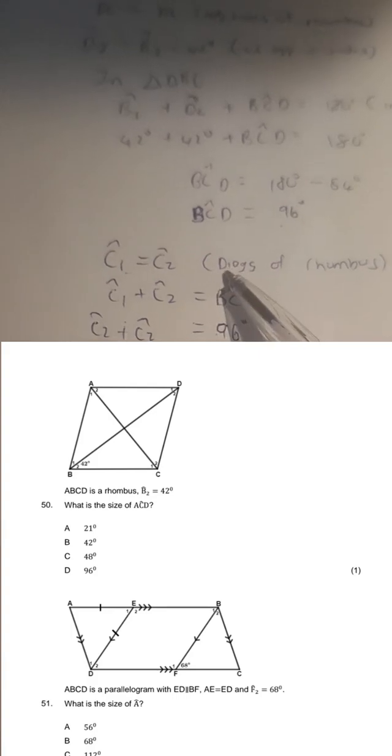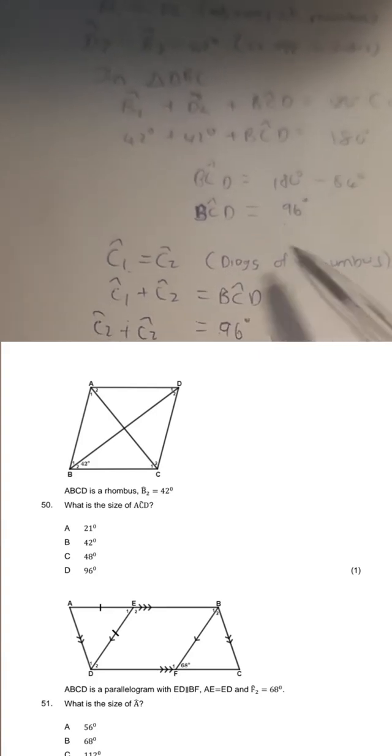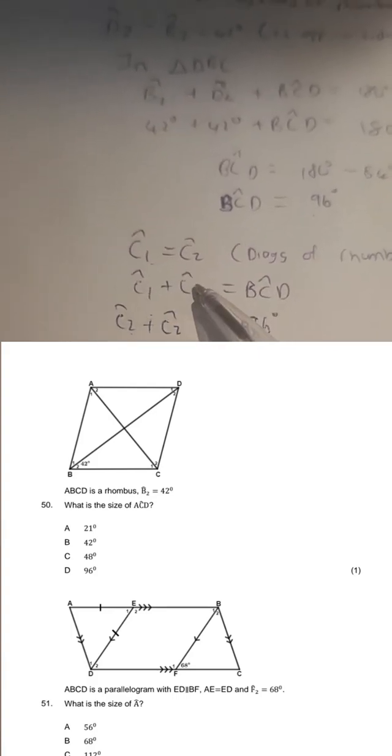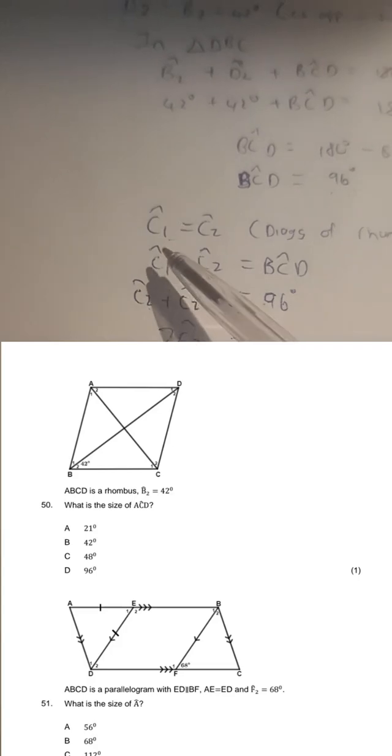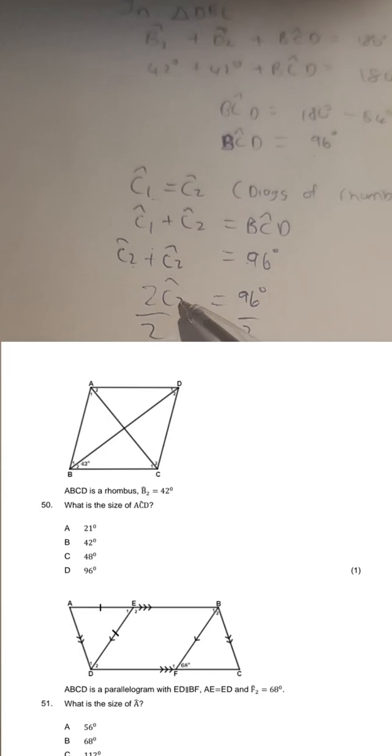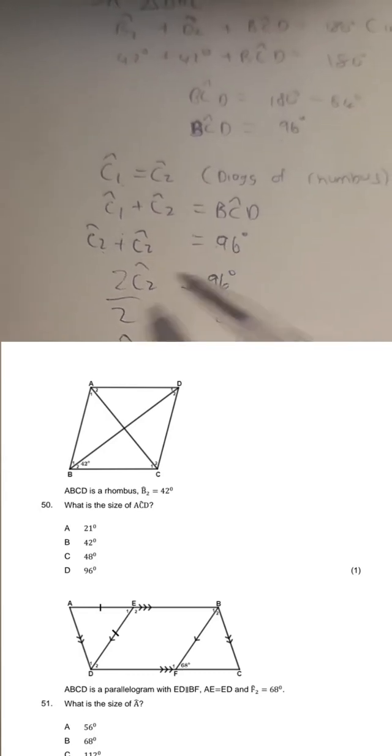Why? Those are the diagonals of a rhombus. The diagonals of a rhombus bisect the corner angles. But I can write that. Then C1 plus C2 gives me this angle BCD, which is 96. But remember, since I said C1 is equal to C2, in the place of C1, I can substitute C2. C2 plus C2 is 2 times C2, which is equal to 96.